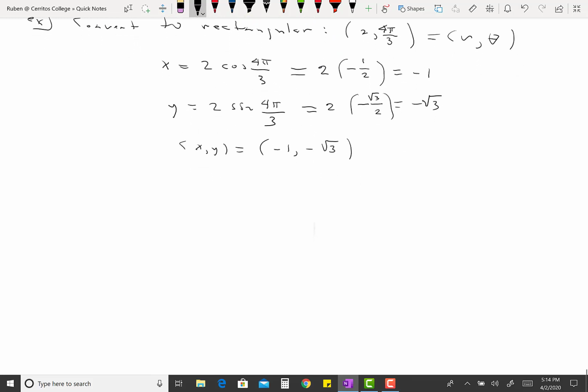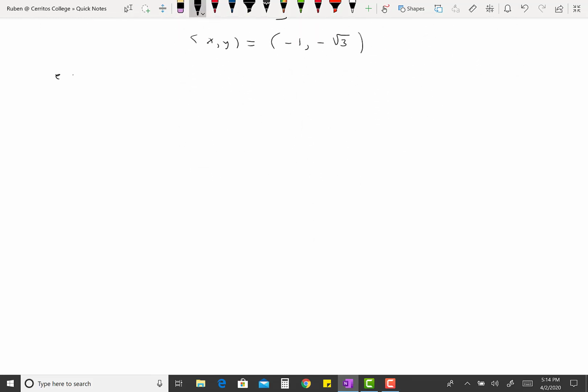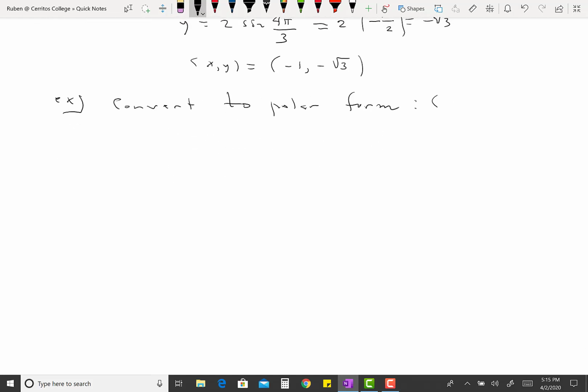Okay, let's do one more before we head towards some calculus. Let's convert from rectangular to polar. Convert to polar form. And let's say the point is x, y equals -1 and radical 3. So it looks real similar to the point we just solved for in the last example. Okay, I'm interested in finding r and theta.